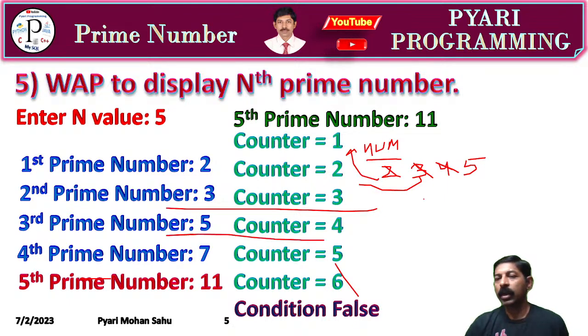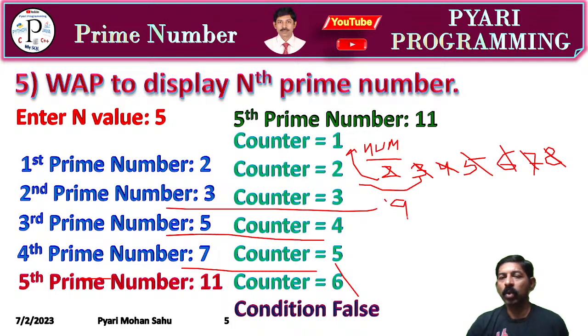Increase the counter. Next time NUM is 6. Now it is not a prime number, so no increase of the counter. Next time NUM is 7. That's a prime. If it is prime, then increase the counter. Next, 8. 8 is not a prime, so don't do any operation. Next, NUM is 9. Not a prime number. Don't do anything. 10, not a prime number. Don't do anything. 11. 11 is a prime number. Look at this. Increase the counter. Now the condition becomes false. Come out of it.